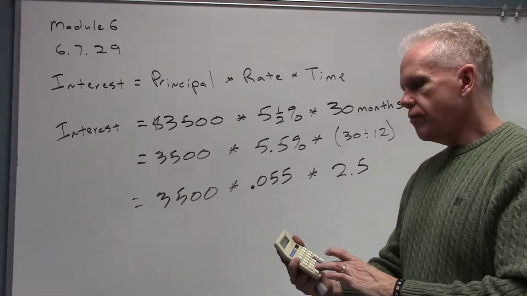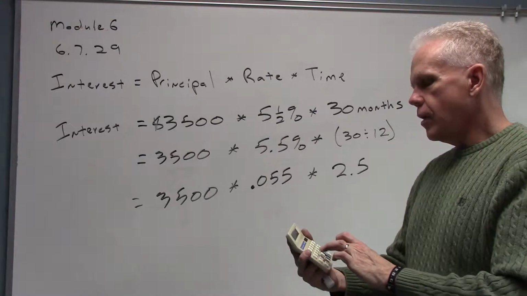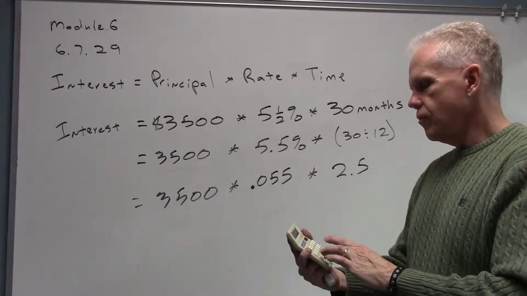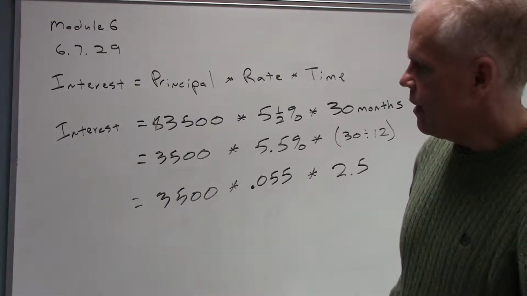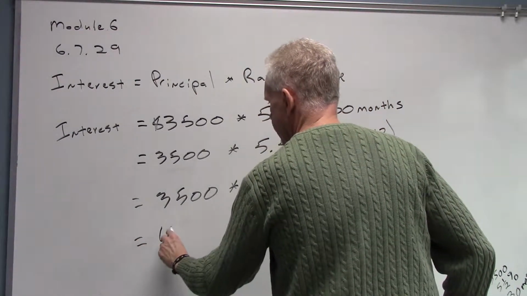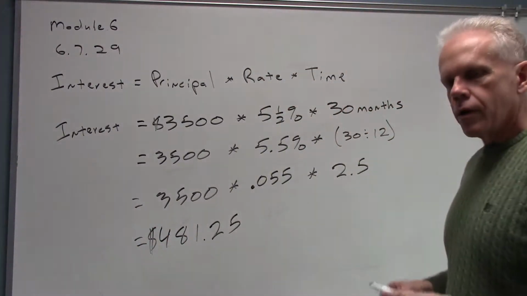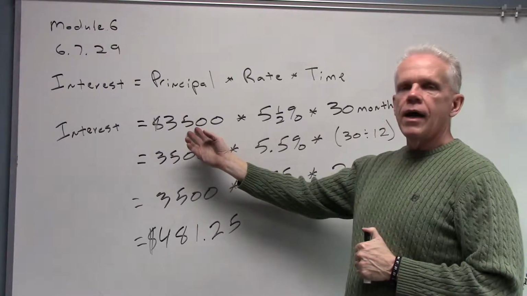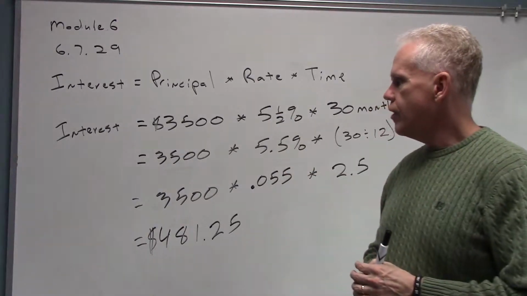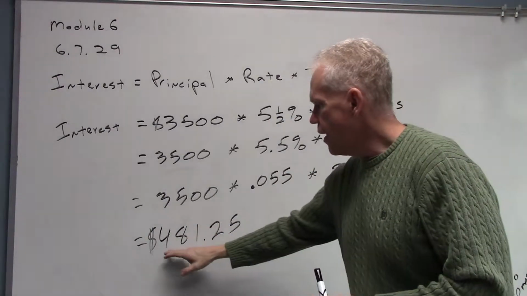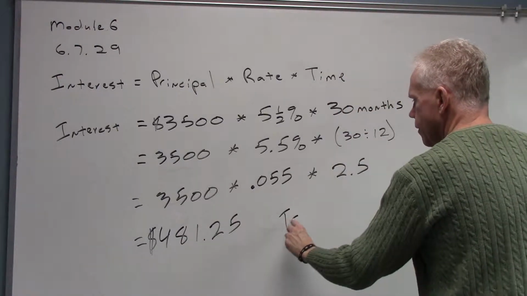So 3,500 times 0.055, and then times 2.5 equals 481.25. So, in other words, if I borrow $3,500, I keep it for 2.5 years, and I'm charged an interest rate of 5.5%, I'm going to have to pay rent to use that of $481.25.